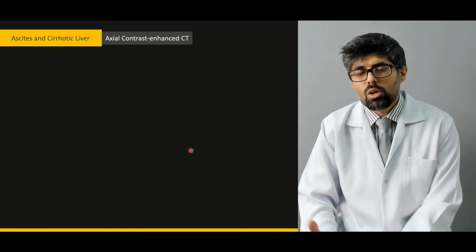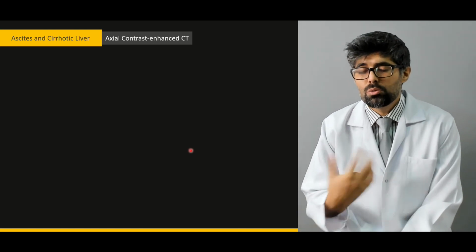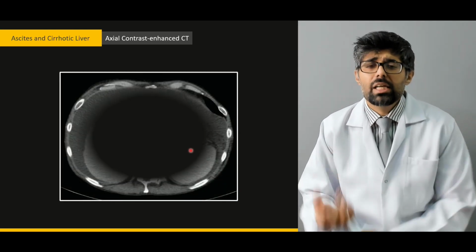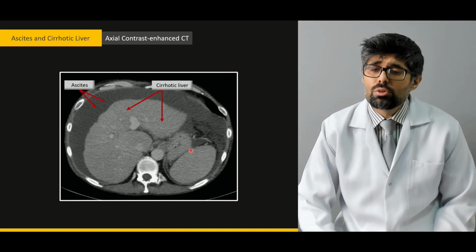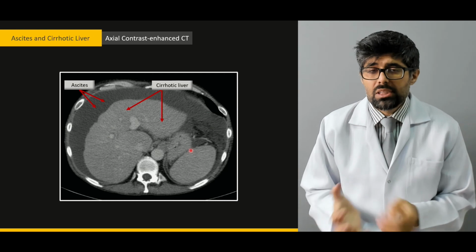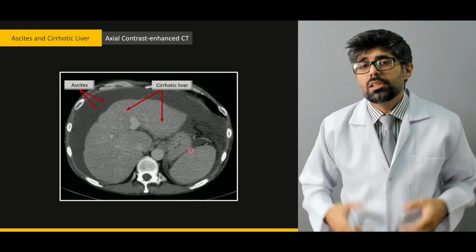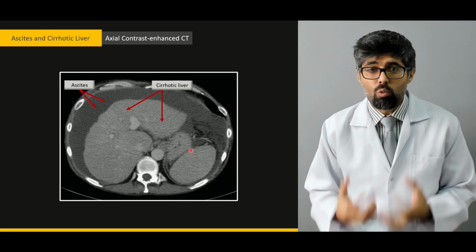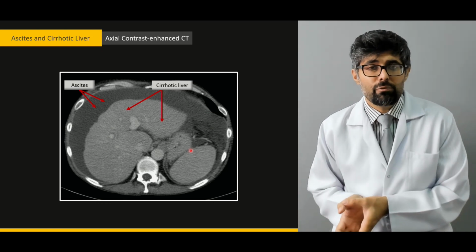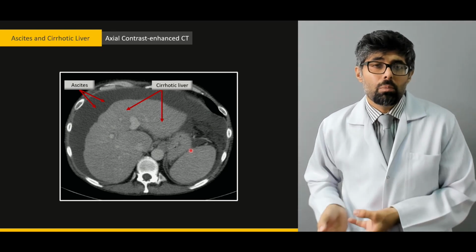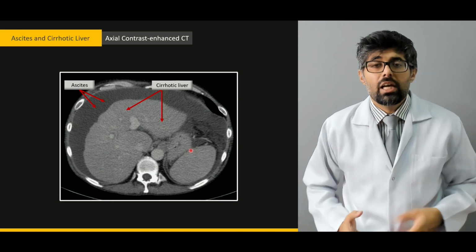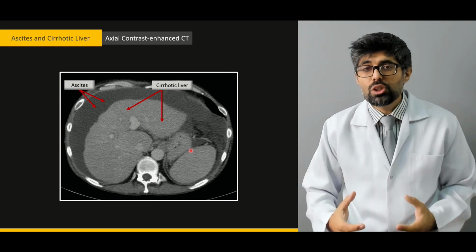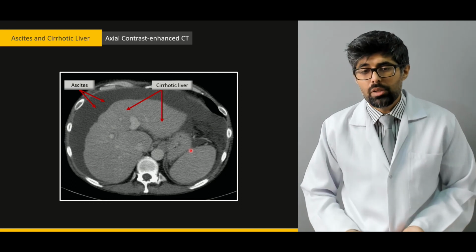Now, another cause of non-specific issues, unexplained symptoms, is ascites and cirrhosis of the liver. Ascites is defined as the presence of water or serous fluid in the abdominal cavity. This causes the abdominal cavity to bulge out, usually at the anterior abdominal wall.